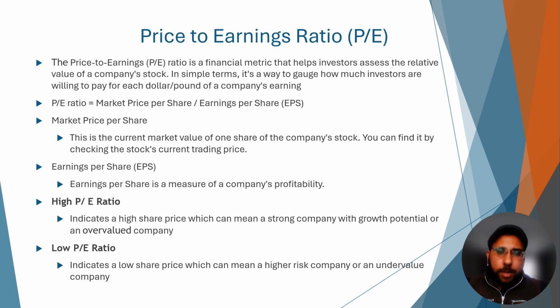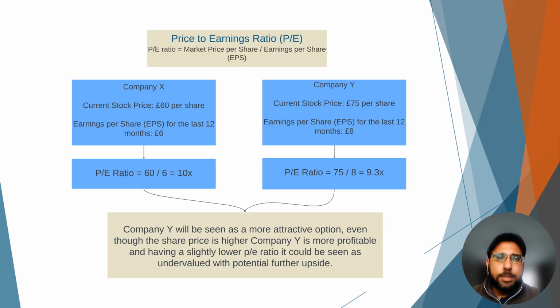High P ratio, as we know, can signal a lot of strength. A low P ratio can indicate that the price is relatively low to its earnings and could be undervalued. Okay, now we've got an example of P ratios. We've got company X and company Y. Let's assume that they are both within the same sector. Okay, and let's become familiar once again with the equation.